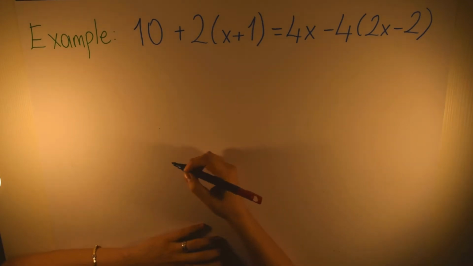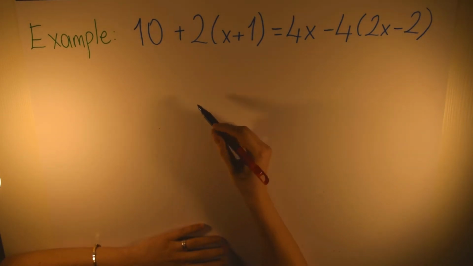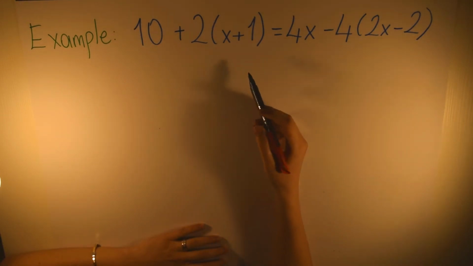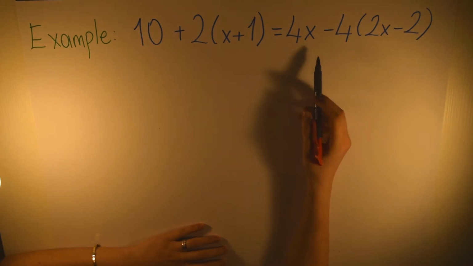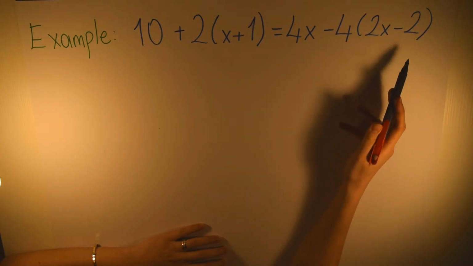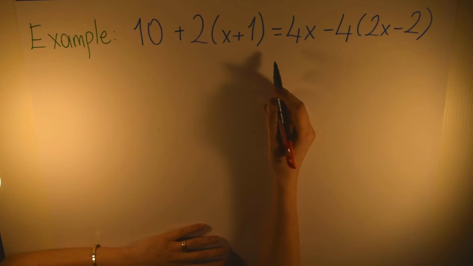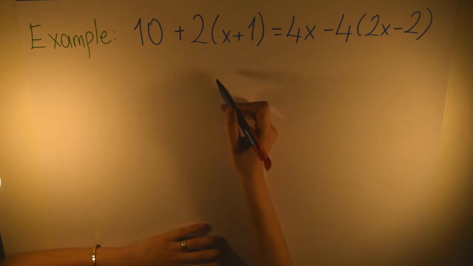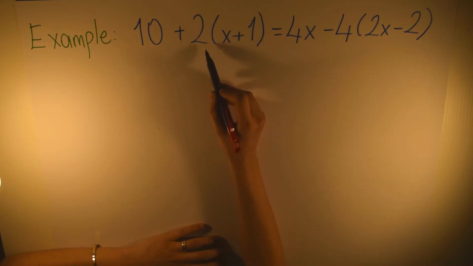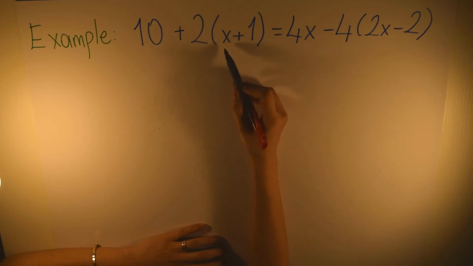Let's continue with this example. Here we have 10 plus 2 times x plus 1 is equal to 4x minus 4 times 2x minus 2. So here, the first thing you have to do is to remove the parentheses. Okay, how do we do this? By multiplying the number in front by the members within the parentheses.